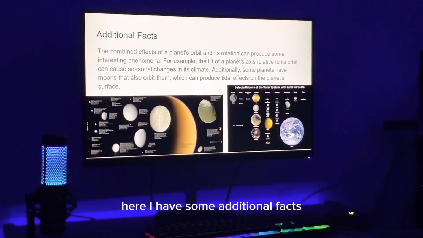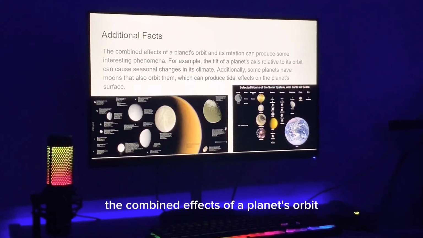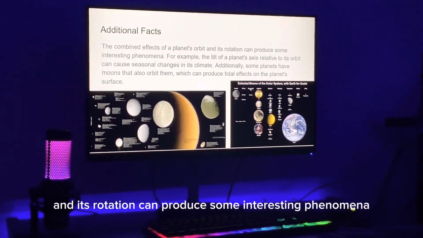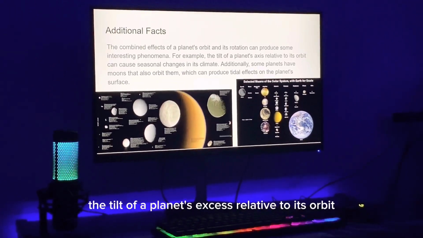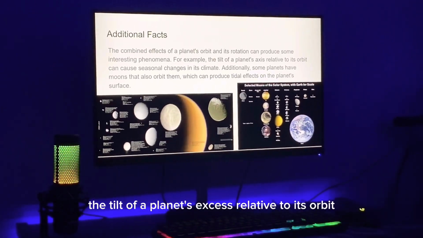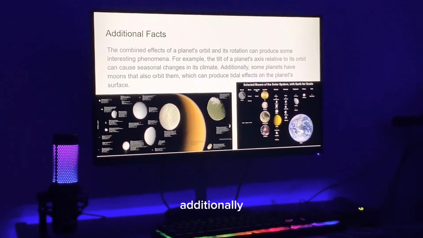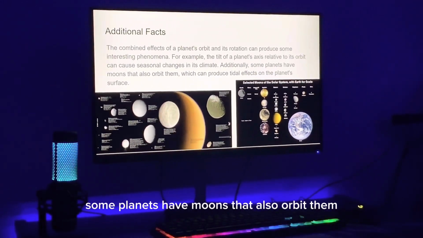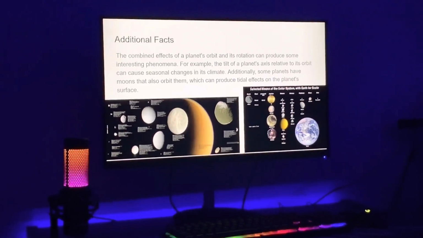Here I have some additional facts. The combined effects of a planet's orbit and its rotation can produce some interesting phenomena. For example, the tilt of a planet's axis relative to its orbit can cause seasonal changes in its climate. Additionally, some planets have moons that also orbit them, which can produce tidal effects on the planet's surface.